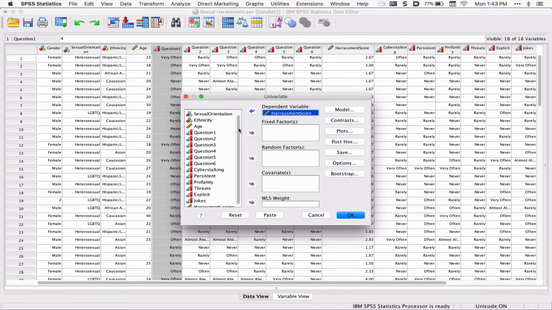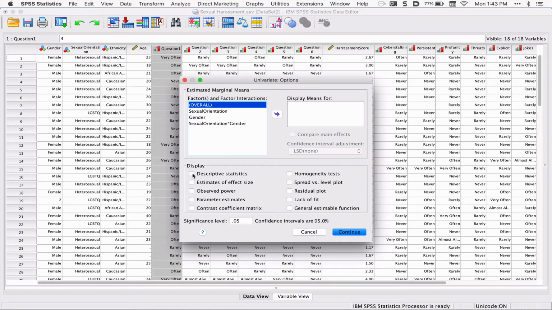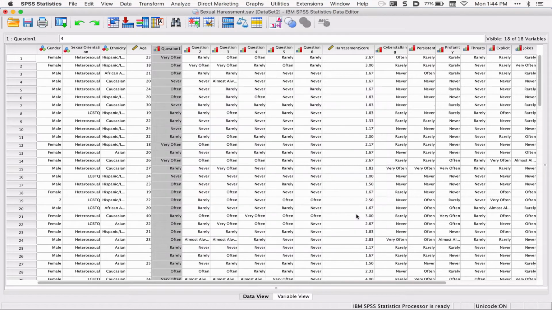Okay, so you're going to put that under fixed factors, and they use sexual orientation and gender. And I'm going to go into options, click on descriptive statistics. So these are the means, these are the standard deviations. I'm going to click on estimates of effect size. So I forgot to include this. So for an ANOVA, the effect size you use is a partial eta square. I'm going to click on continue, and everything looks good. I'm going to press OK.